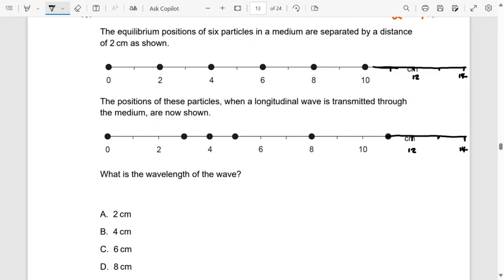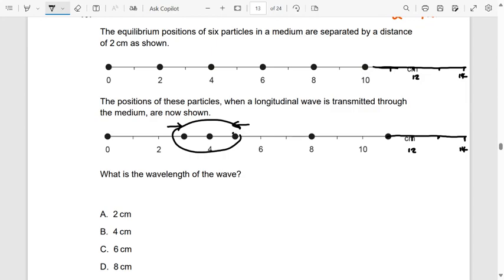Okay, so the positions of these particles when a longitudinal wave is transmitted through the medium are now shown. So we can see that 0 doesn't move, 2 has moved across 1, 4 hasn't moved, 6 has moved to the left one. So we've actually got a compression here. So we're looking for the next compression.